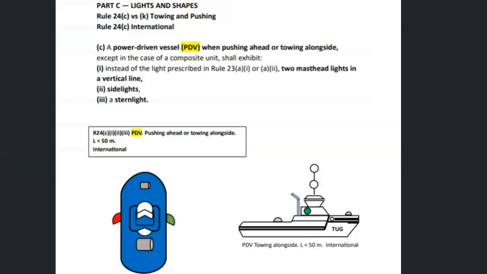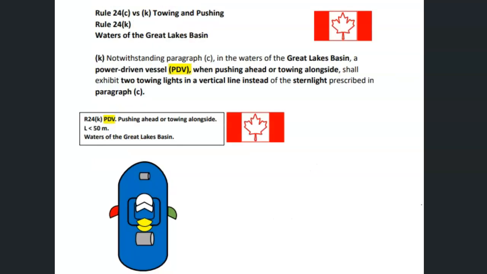Lesson 12 is International versus Canadian Modification. This shows Rule 24C International with the regulatory text and the figure. This shows the lights of a power-driven vessel less than 50 meters, pushing ahead or towing alongside. Lesson 12, International versus Canadian Modification. Note the Canadian flags for the text and the figure. This shows the Canadian modification for Rule 24K.